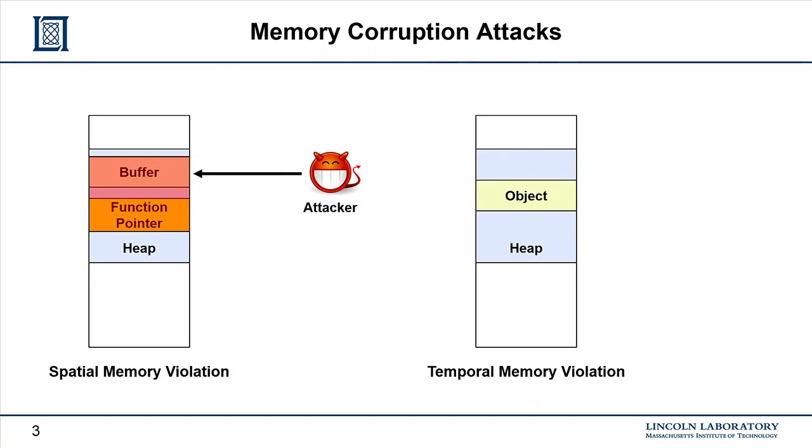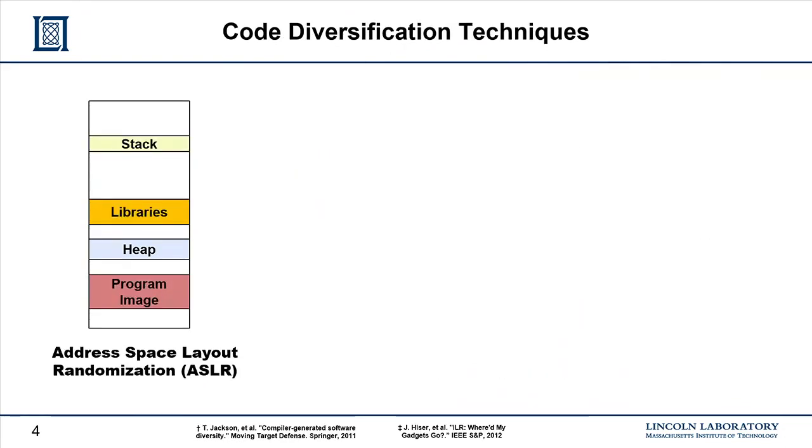for example. In this case, an object is allocated on the heap. Later on, the object is deallocated. But if there is a dangling pointer pointing to that region of heap, and later on we store a function pointer there, an attacker can overwrite that function pointer and hijack control of the application. Code diversity techniques are designed to mitigate this type of attack. And there are many of them that have been proposed or exist in reality.